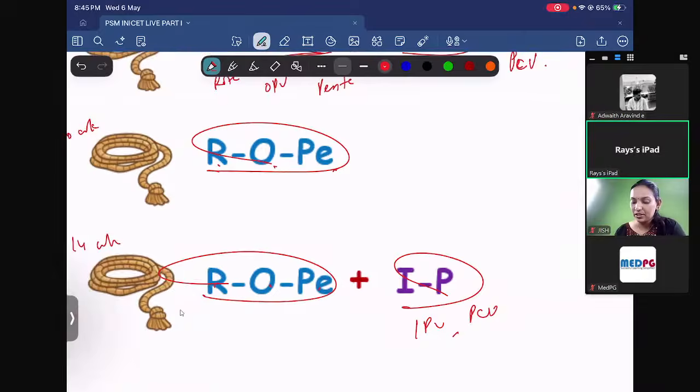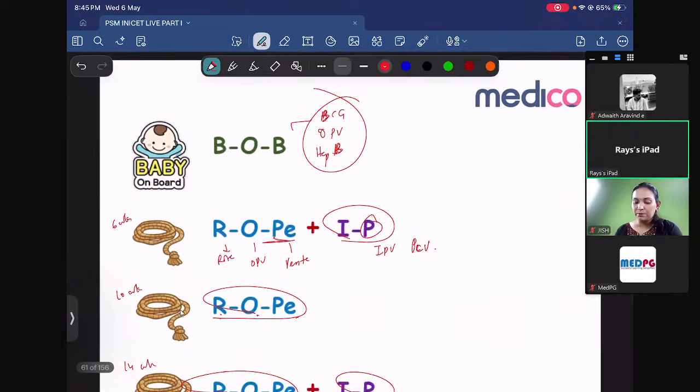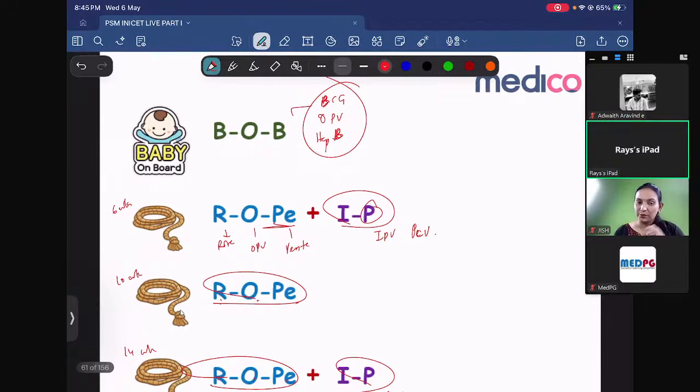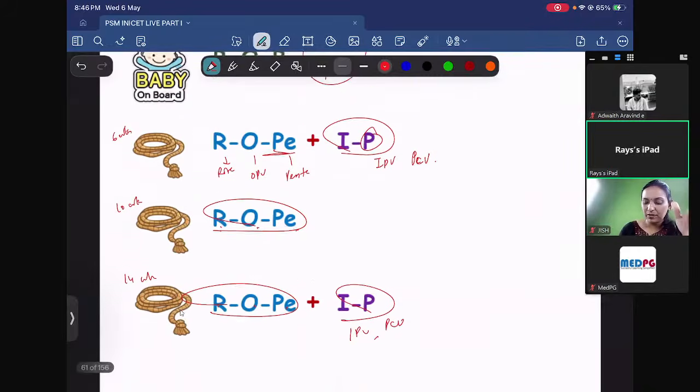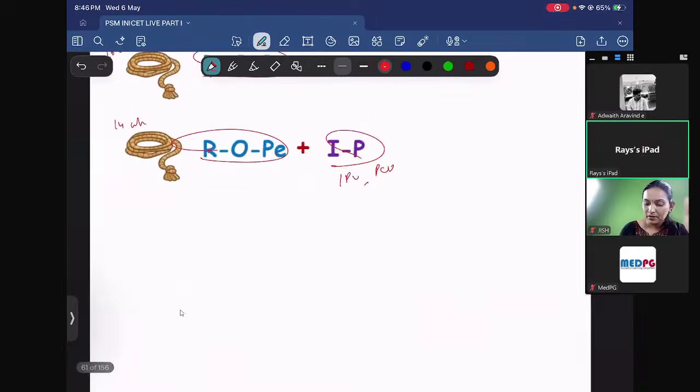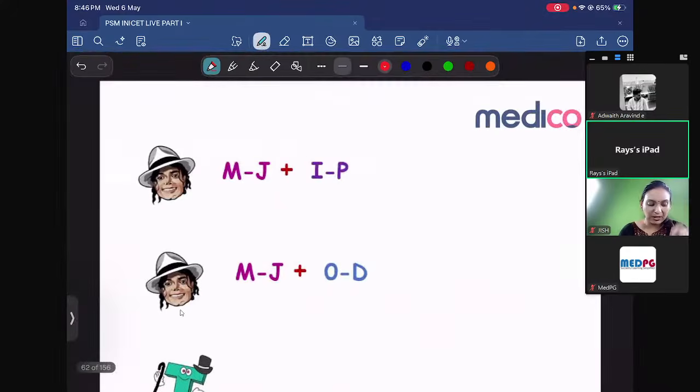So now we have studied: at birth, you give Bob, BCG, OPV, hepatitis B. At 6 weeks, you give ROP plus IP. Rota, OPV, penta is ROP. IP is IPV and PCV. At 10 weeks, again ROP. At 14 weeks, ROP plus IP again. Now, moving on to the next vaccine, which you give at 16 to 20. Sorry, this is given at 9 to 11 months.